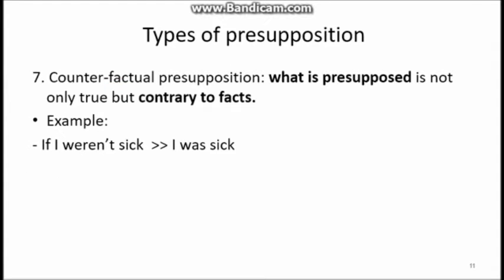And the last one is counterfactual presuppositions. It is a presupposition that is not only untrue, but it is contrary to facts. So example, if I weren't sick. So we have the structure if, it is a conditional and it is unreal, so we can presuppose that I was sick. So before going to the activities, we have a table of types of presupposition for you to look back. So here it is.